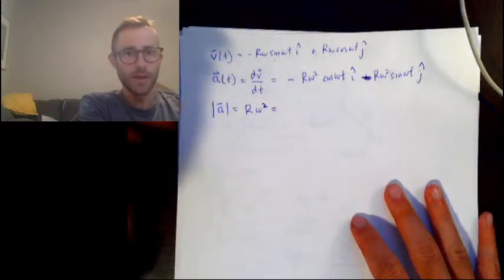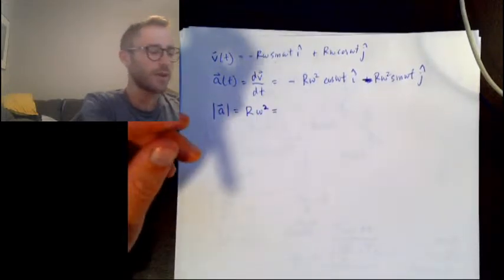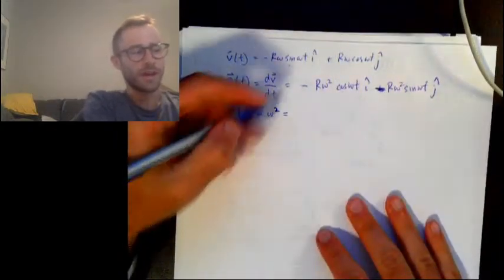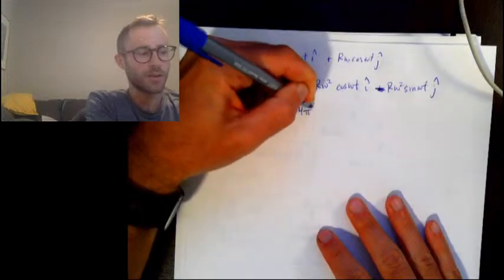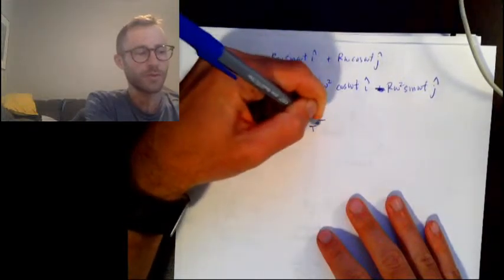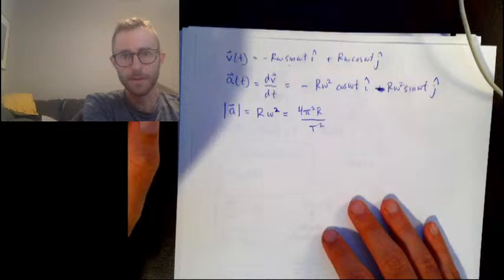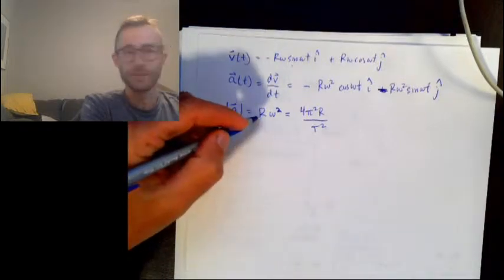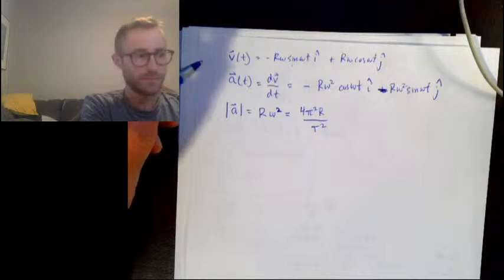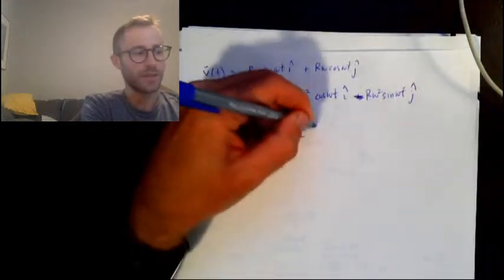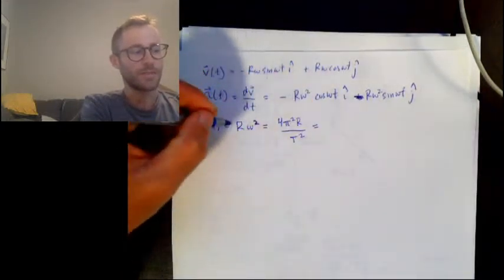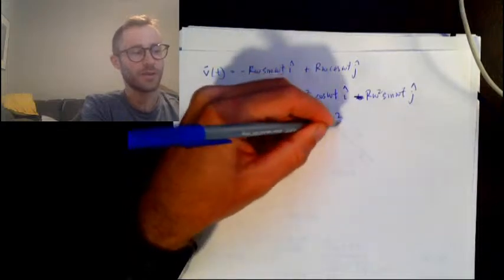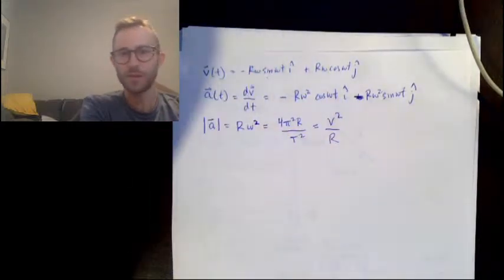We know omega can be written as 2 pi over the period. So I could also write this as 4 pi squared r over period squared if I wanted to. Or I could notice that r omega is the velocity, and you can write this as v squared over r, speed squared divided by radius.